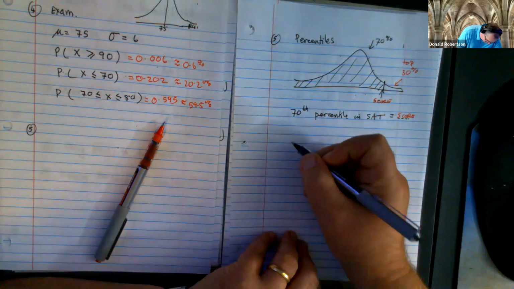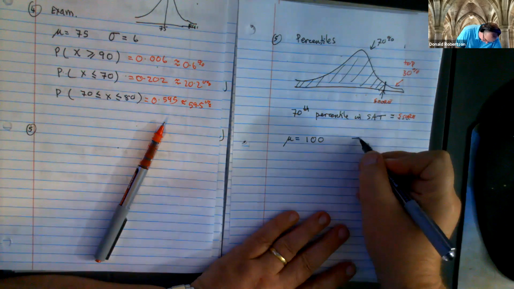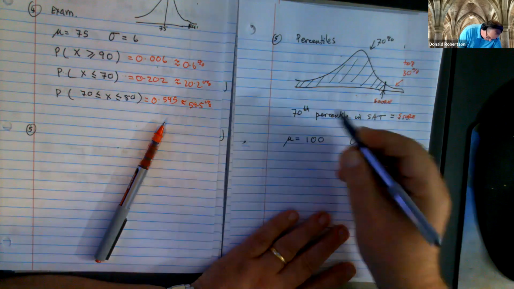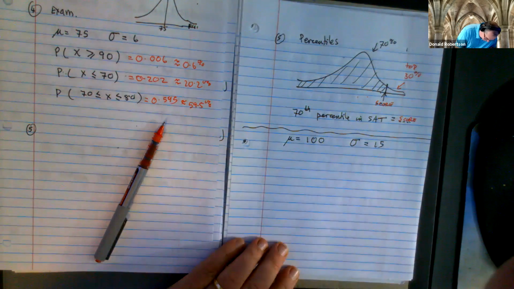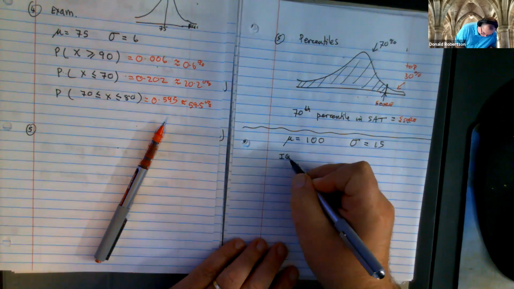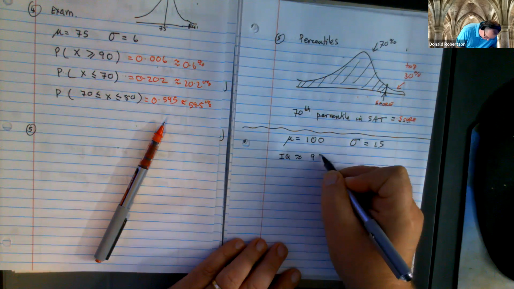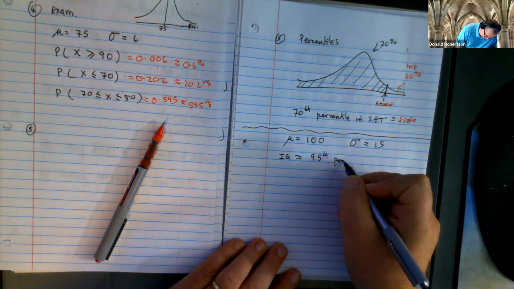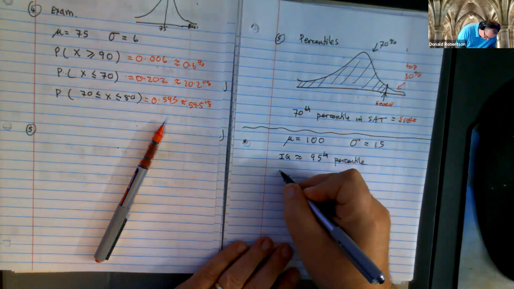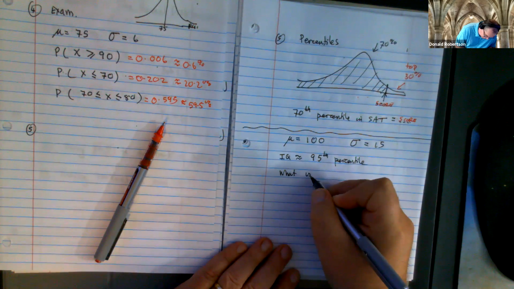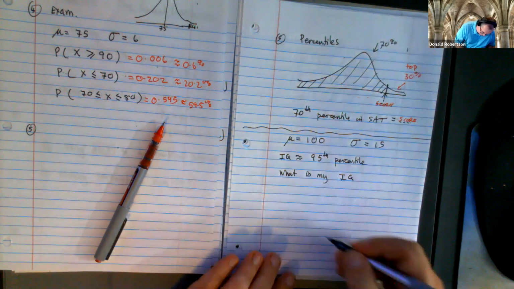So let's do IQs. The mean is 100, and the standard deviation is 15. And I got my IQ test, and since it's my question, I'm doing it. And I got an IQ test, and it told me I was in the 95th percentile. And what we want to know is, what is my IQ?